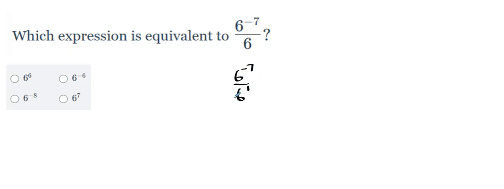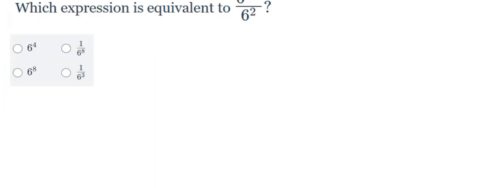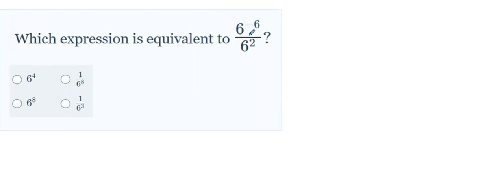So 6 to the negative 7 divided by 6 to the positive 1 would result in 6 to the power of negative 7 subtract 1. And negative 7 minus 1 is 6 to the power of negative 8. And since we have that, we can pick that and we can move on. All right, to our last example for dealing with division.